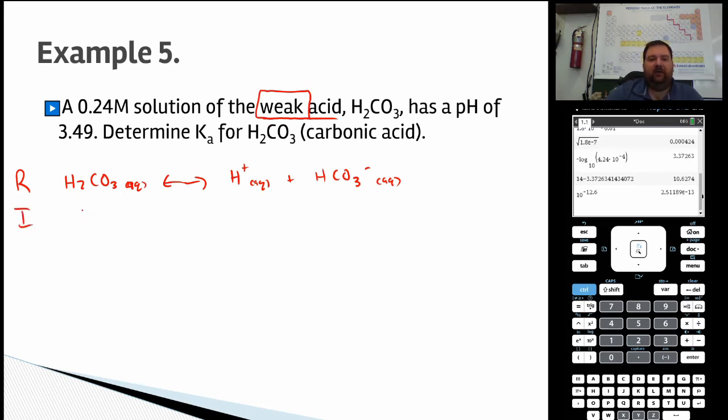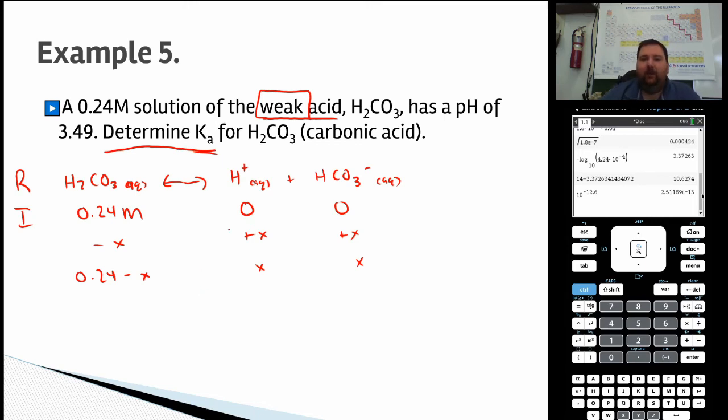So what did I have to begin with? I had 0.24. I don't know this, so this is going to be minus x, plus x, plus x. 0.24 minus x, and this is just x and x. All right, we need to find the Ka value for this. I could just look at this chart and see, oh, there's my Ka value. It's 4.4 times 10 to the negative 7, but that's not really what we're supposed to do. We're supposed to algebraically find it.